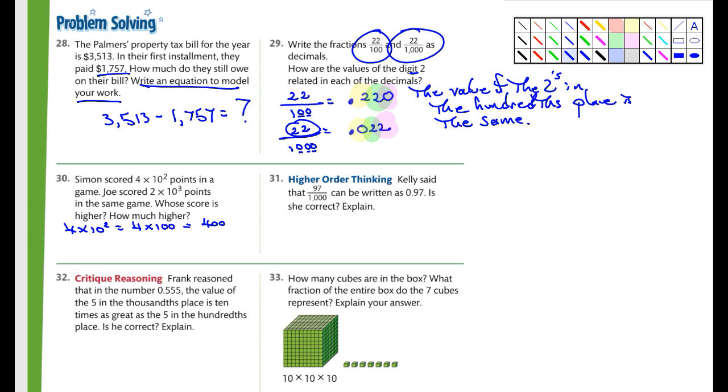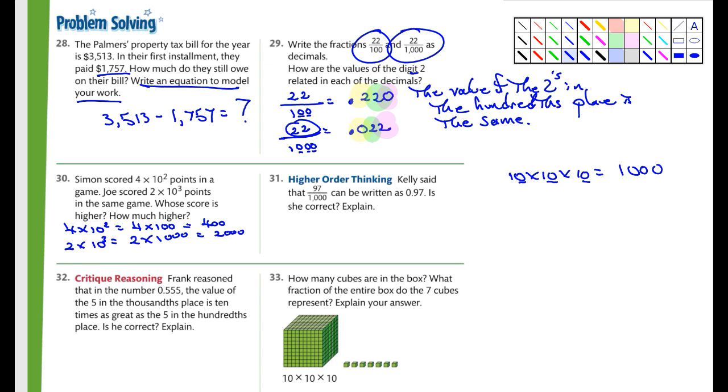Wow. Joe scored 2 times 10 to the third. So that's going to be 2 times, what's 10 to the third? 10 times 10 times 10. Well, come over here. What's 10 times 10 times 10 equal? I see 3 zeros, so I know it's going to be 1,000. But 10 times 10 is 100, times another 10 is 1,000. So it's going to be 2 times 1,000, and that's going to equal 2,000.